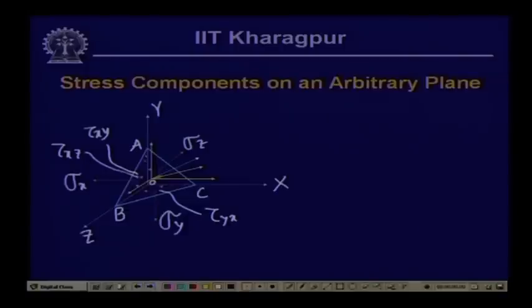Now, let us assume that this arbitrary plane has a normal, the outward drawn normal, which is n. Now, this unit vector can be designated with reference to the x, y, z plane. Let us assume that this is the reference axis x, y, z, and the unit normal is drawn here.